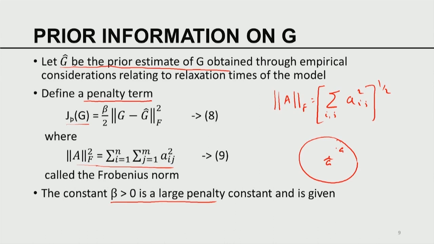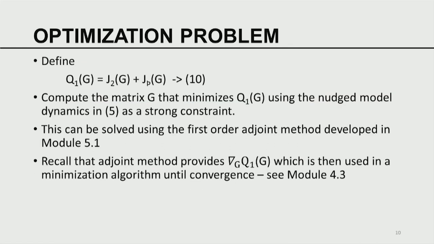I'm giving myself some freedom by being able to choose the penalty term. At the same time, I have the forecast error term, the sum of squared errors. Therefore, I'm now going to conjure up a new criterion, Q and G, which is going to be the sum of J2 plus JP.